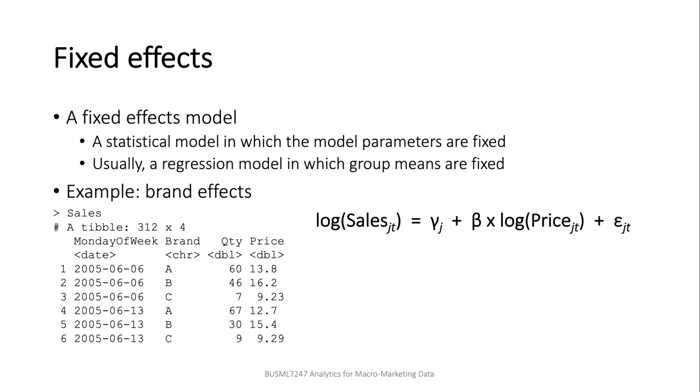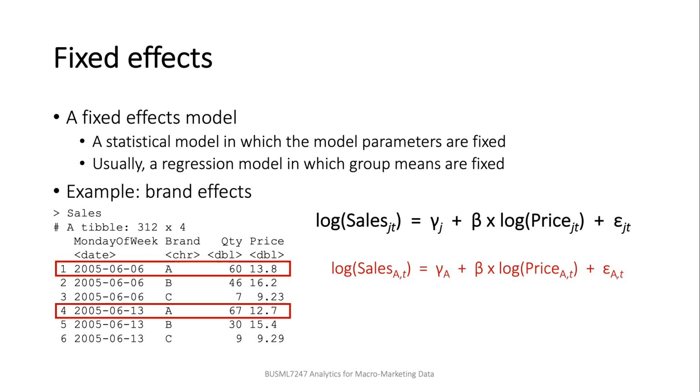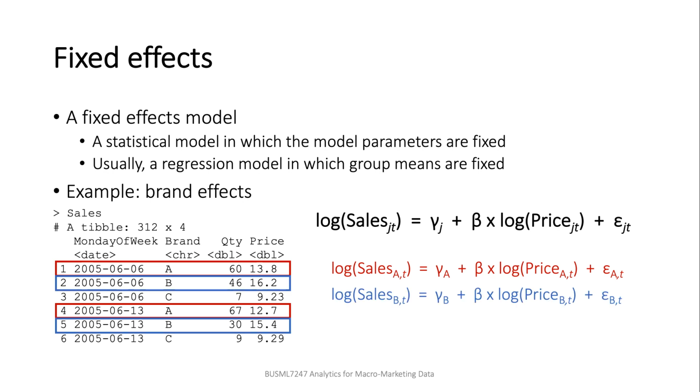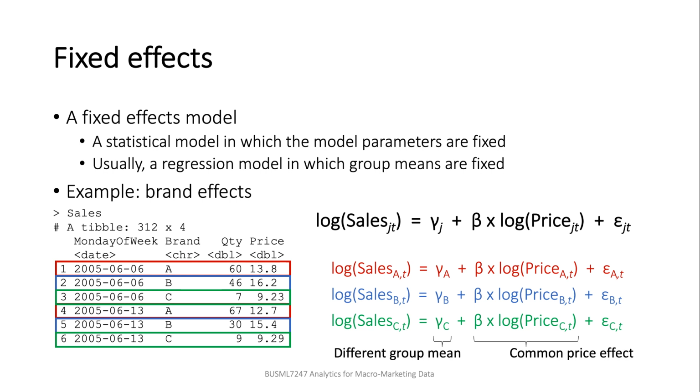Here we have two subscripts J and T. J denotes brand and T denotes time. Then the baseline, denoted gamma, varies across the brands. That's why gamma has subscript J, meaning that gamma is J specific, that is brand specific. What does that mean? For brand A, its baseline coefficient is gamma A. For brand B, its baseline coefficient is gamma B, which is different from gamma A. For brand C, its baseline coefficient is gamma C, which is different from gamma A and B. Across the brands, price effect is common, but each brand has its own mean or baseline level of its sales.